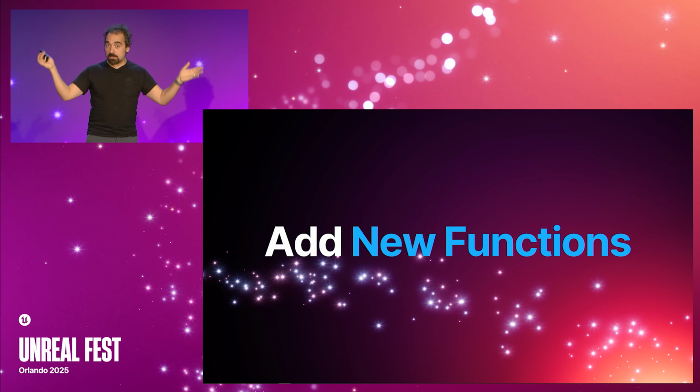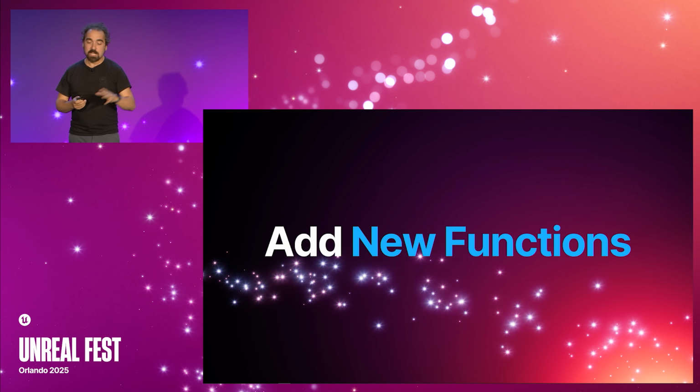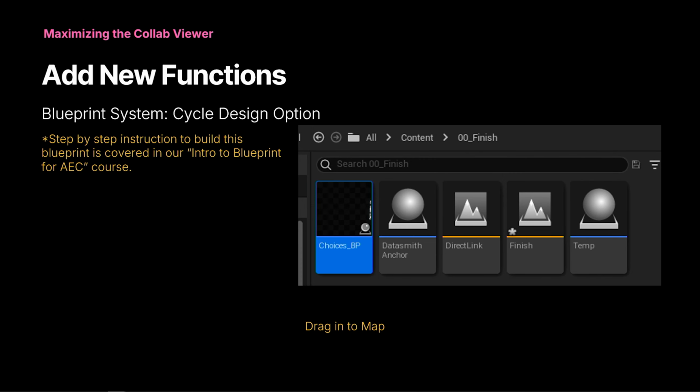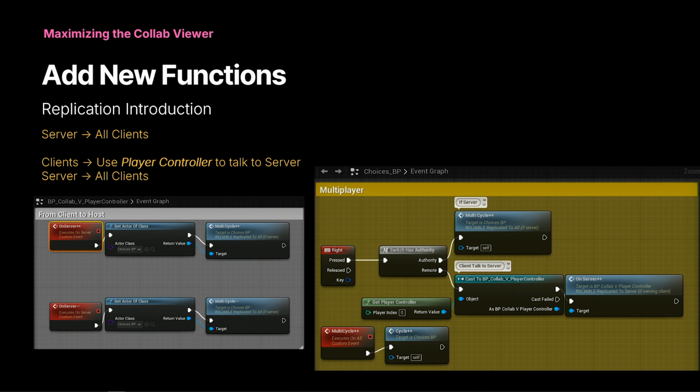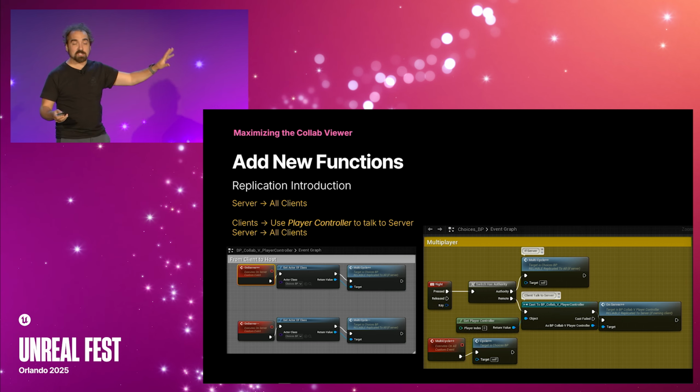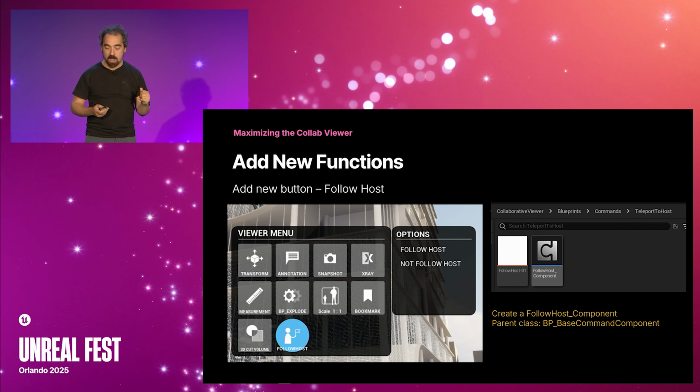And then if you want to extend the functionality of the Collab viewer template, just wanted to give you a couple quick examples of how you might add some new functions. So one would be, for example, if you wanted to cycle design options, something pretty common within architecture. We have another course where we actually dive into how this whole blueprint gets set up. But the basic idea would be, for anyone who's dealt with replication, this very straightforward multicasting and switch on authority setup where you're just telling everyone to go through the different design options. And this can be with a keyboard press, but it can also be you with one of those components that lives on the graph.